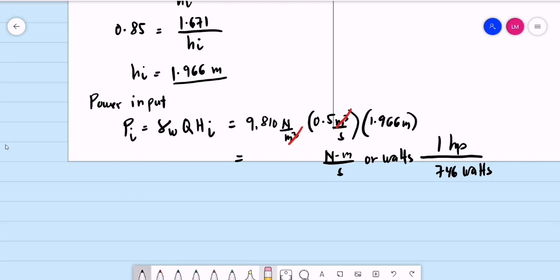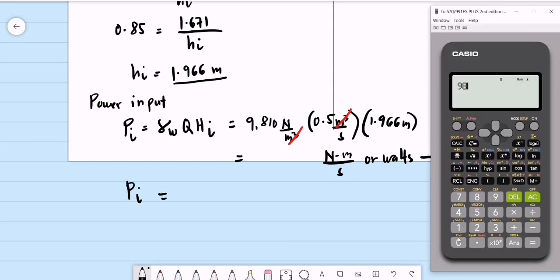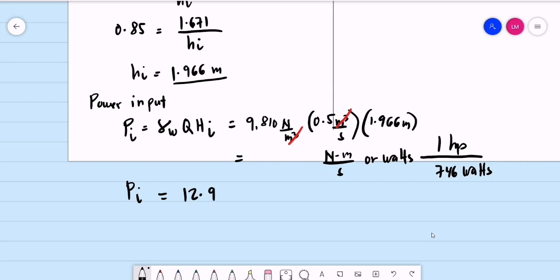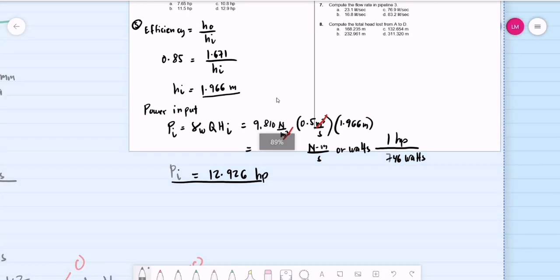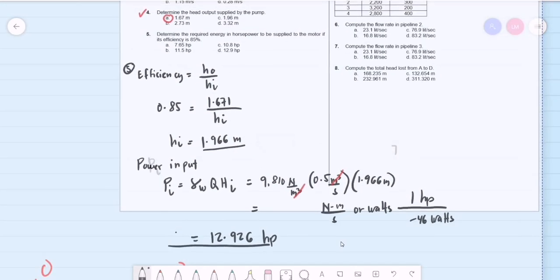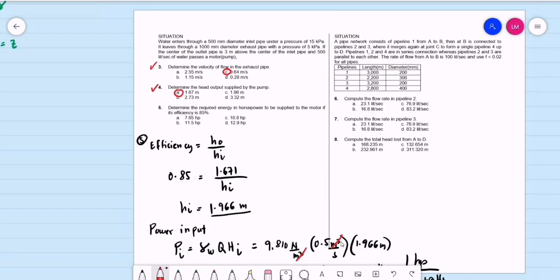So we have the power input in horsepower. That is 9,810 newtons per cubic meter, multiplied by the discharge, 0.5, and the head input, 1.966. That will be in newton meter per second. To be in horsepower, divided by 746. The value of the power input is 12.926 horsepower. Let us check this value on our choices for problem number 5. That is 12.9, letter D. So that will be our solution for problems 3 to 5.